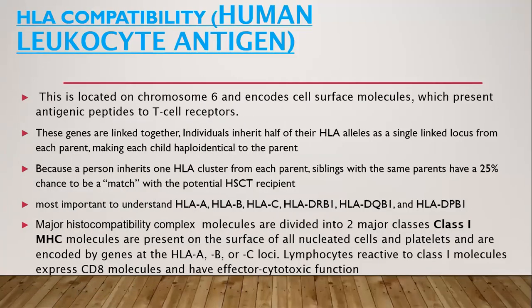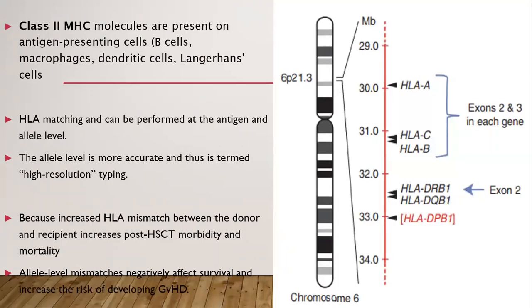The class 1 HLA molecules are present on the surface of all nucleated cells and platelets, encoded by the genes at the HLA-A, HLA-B, and HLA-C loci. The class 2 molecules are present on antigen-presenting cells: B cells, macrophages, dendritic cells, and Langerhans cells.